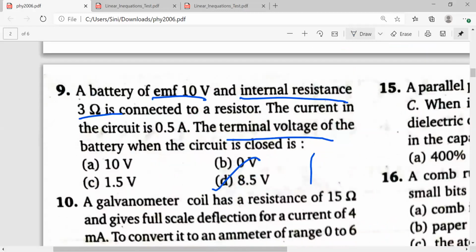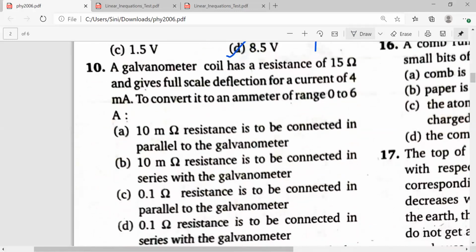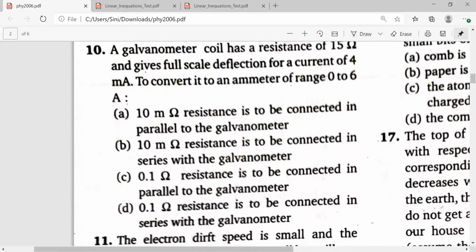Good. I think 10th question. A galvanometer coil has a resistance of 15 ohms and gives full scale deflection for a current of 4 milliamps. To convert it to an ammeter of range 0 to 6 amps.